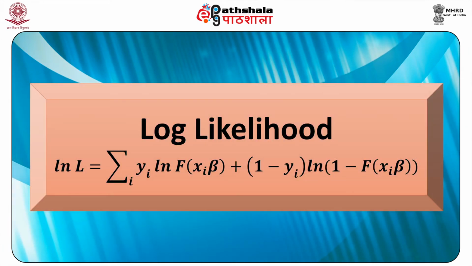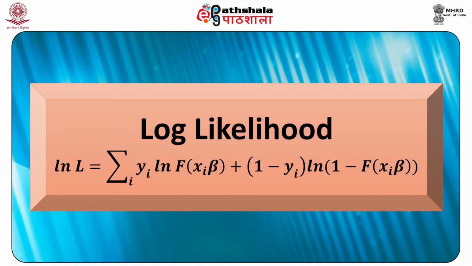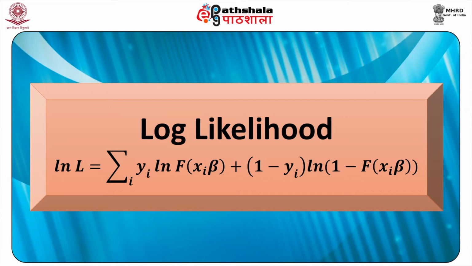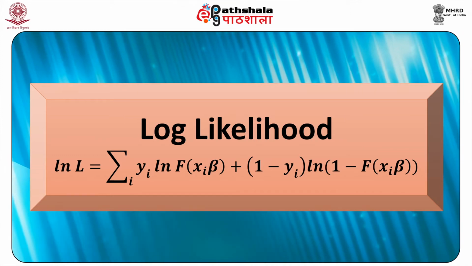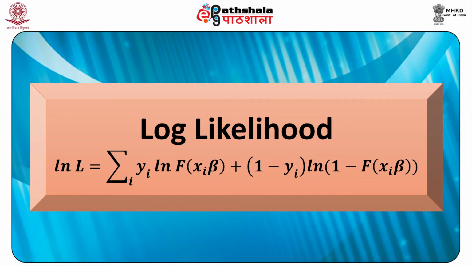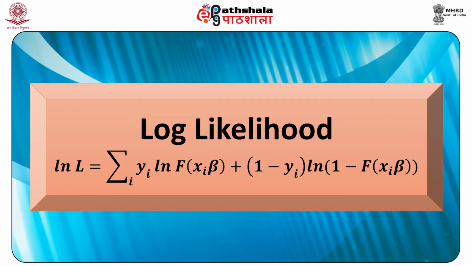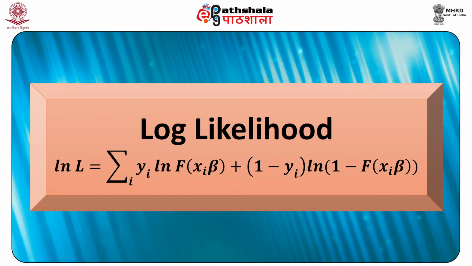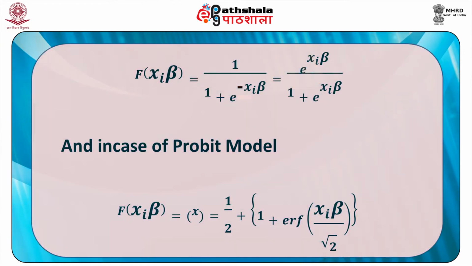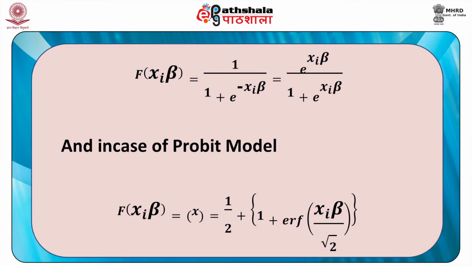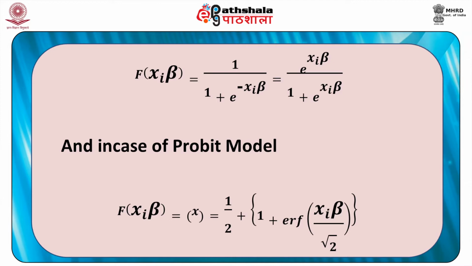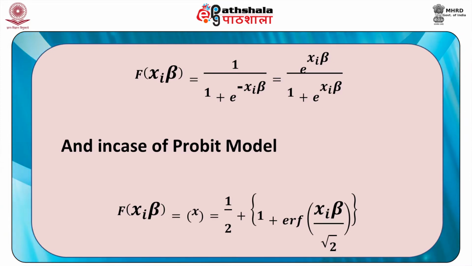If you take the log function of this, we get the log likelihood, which is denoted as ln L. It comes out to be equal to sigma, which is summation over i. i could take the values from 1 to n or 1 to infinity, and this summation is of y_i into ln F(x_i beta) plus (1 minus y_i) into ln (1 minus F(x_i beta)), where in case of the Logit model, F(x_i beta) is equal to 1 upon 1 plus e raised to the power minus x_i beta, which is e raised to the power x_i beta upon 1 plus e raised to the power x_i beta.